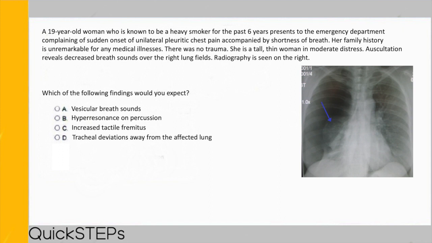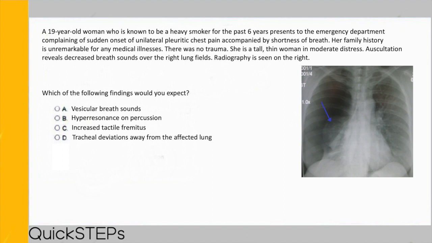Vesicular breath sounds and bronchial breath sounds are relatively normal breath sounds depending where you're listening. How about hyperresonance on percussion? Yes, you hear hyperresonance whenever there's an accumulation of air, right? You hear it over the gastric bubble, you hear it over a pneumothorax in this case, so that has to stay as a possible answer. How about C, increased tactile fremitus? Now, the only time you really see increased tactile fremitus, especially on boards, is with a lobar consolidation, so a lobar pneumonia. How about choice D, tracheal deviations away from the affected lung?